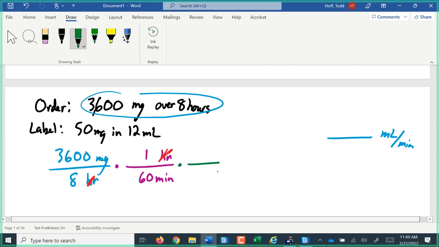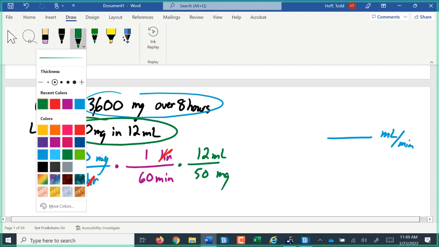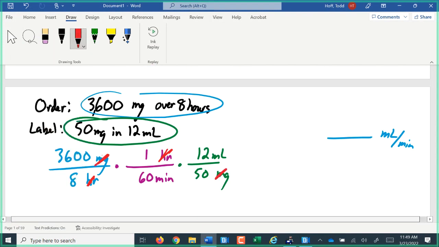Milligrams are on top, so we're going to put it on bottom here. And we have that relationship on the label, 50 milligrams, 12 milliliters. So 50 milligrams is equivalent to 12 milliliters. Now we cross cancel, the milligrams are gone. Right now we have milliliters on top, that's what we want. Minutes on bottom, that is also what we want. So let's go and calculate this out.